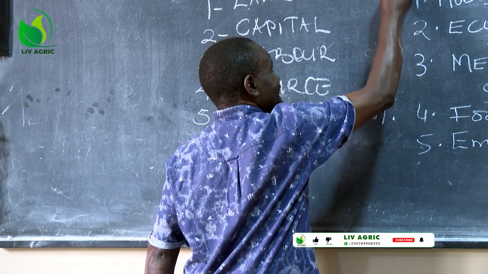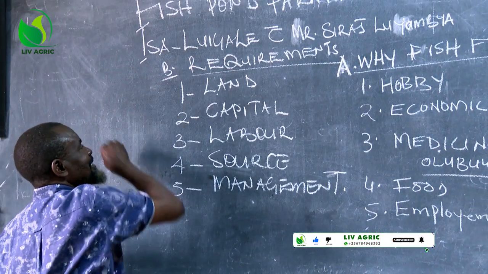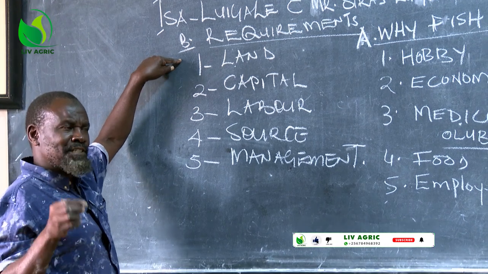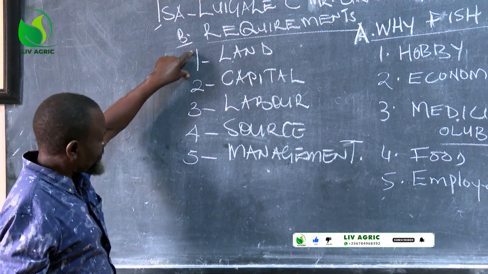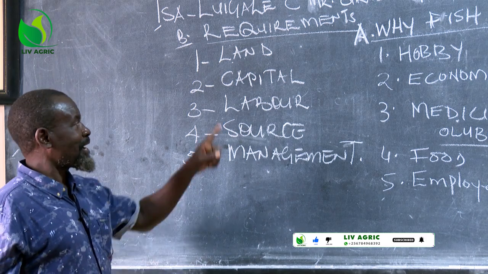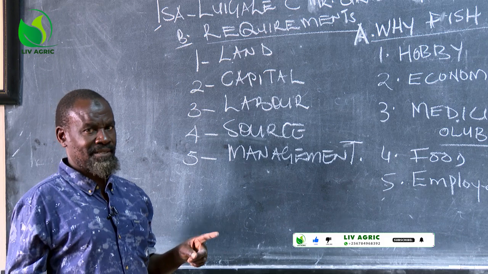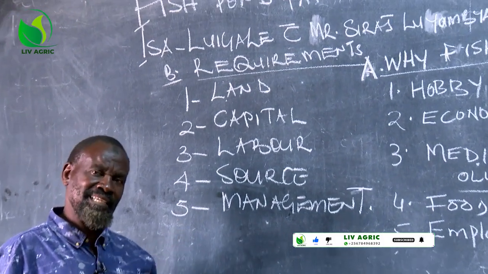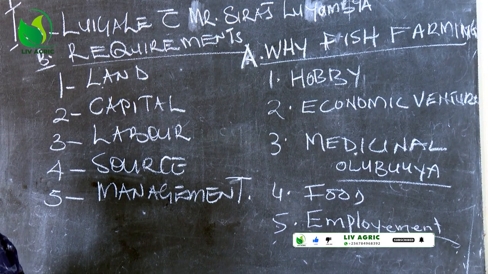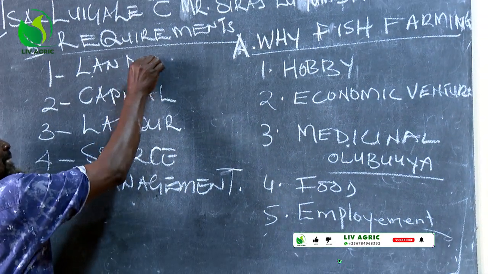We can call it this A, then we can say this is B. Requirements. If you want to go into fish farming at all, you should have these requirements. You should have land or an area where you are going to carry out the fish farming. Actually, that area should be on land. So we say generally we must have land where we are going to set up our fish farm.